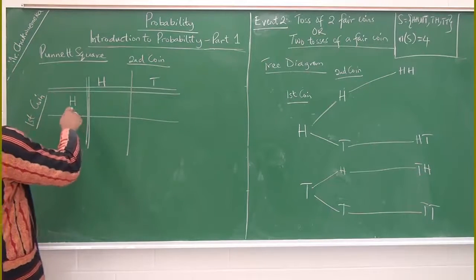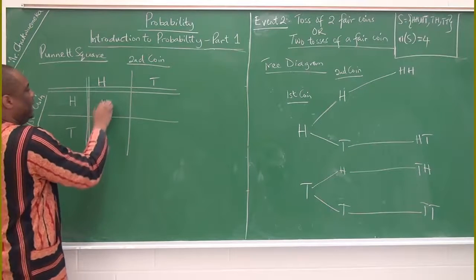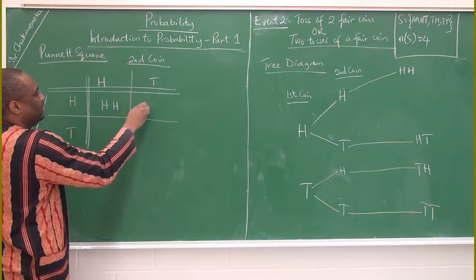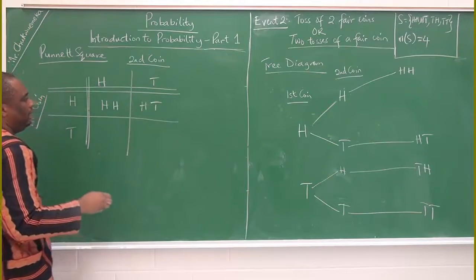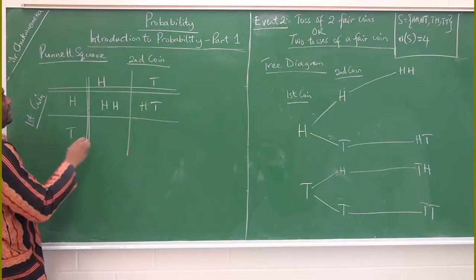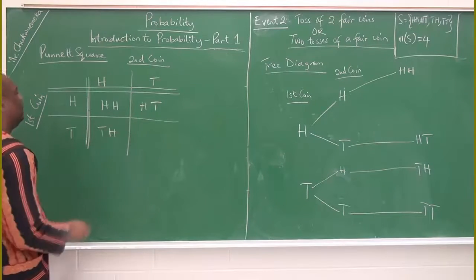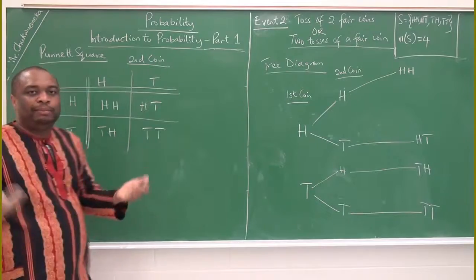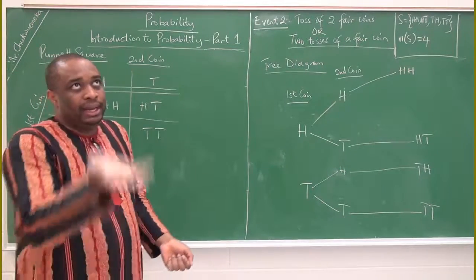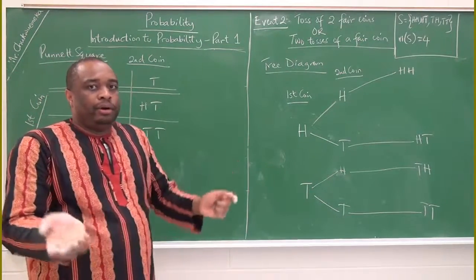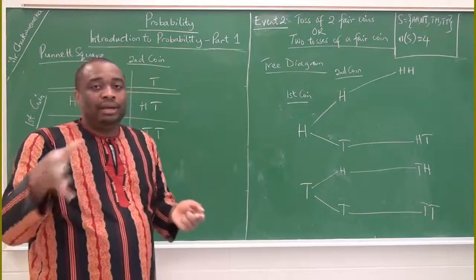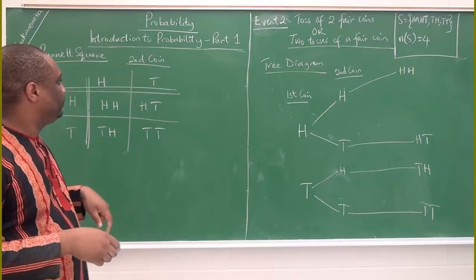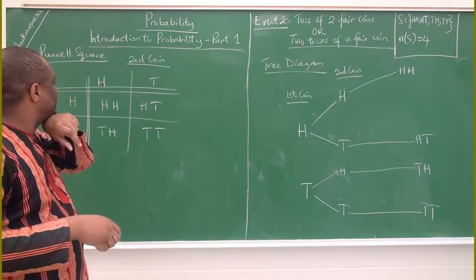So it could be head on the first, head on the second, head, head; head on the first, tail on the second, head, tail; tail on the first, head on the second, tail, head; and then tail on the first, tail on the second, tail, tail. When you toss it, those are the possibilities you can get. You can either get head, head, or head, tail, or tail, head, or tail, tail. Okay, now this is with the Punnett square, and this makes it 3 diagrams.